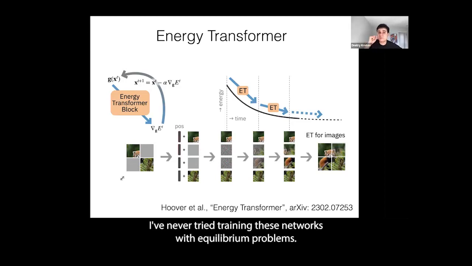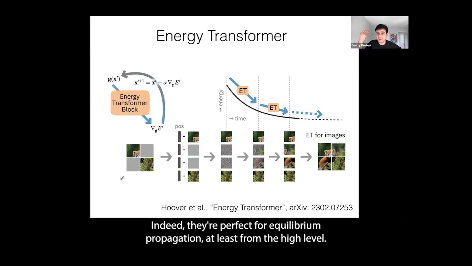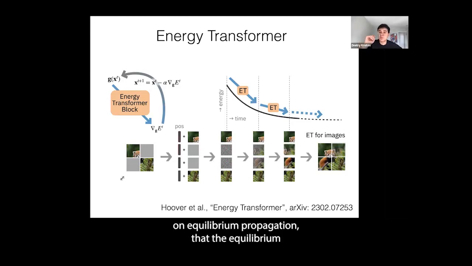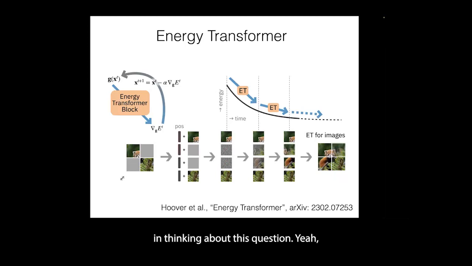So, speaking about equilibrium propagation, great idea. I've never tried training these networks with equilibrium prop. Indeed, they're perfect for equilibrium propagation, at least from the high level. But my understanding, although I'm not an expert on equilibrium propagation, is that it is in general a very capricious tool, and people have not been able to demonstrate that it works very well. Having said this, maybe it doesn't work for some other architectures, but maybe for these architectures it will. I have no idea. It's a great question. If any of you are interested, I would be very interested in thinking about this question.